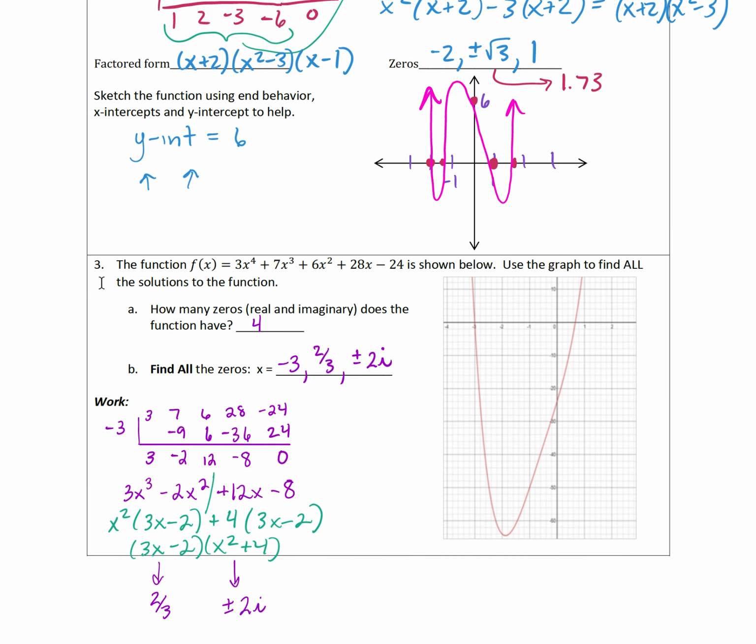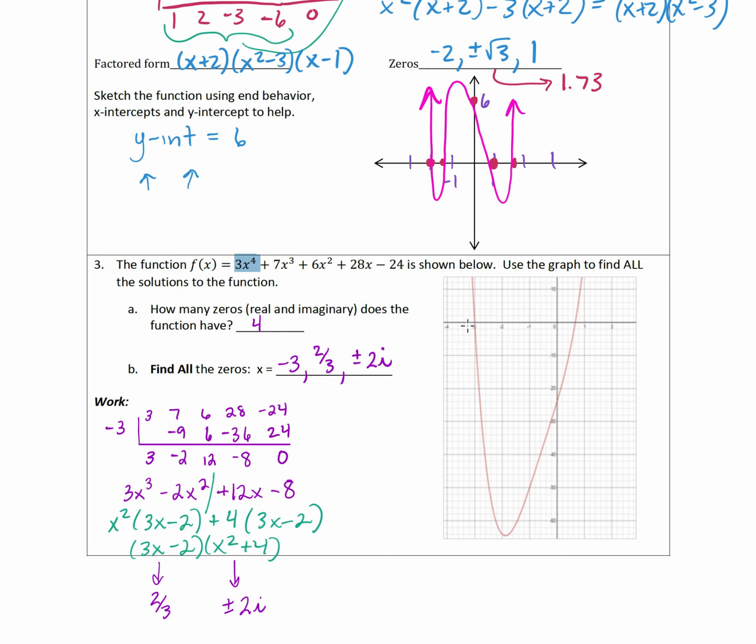All right, this one. All right, how many real and imaginaries does this have? Boom, right there, x to the 4th. We know it's got 4. Could be 2 real, 2 imaginary. Could be 4 imaginary. Could be 4 real, but that's the only options. And if you look at the graph, we know -3 is 1.